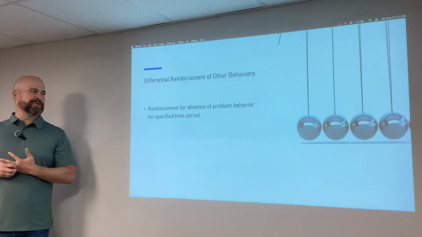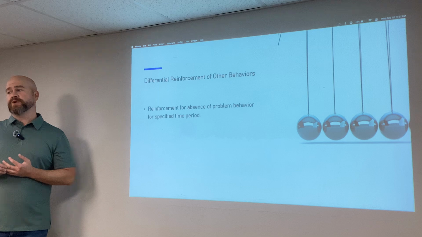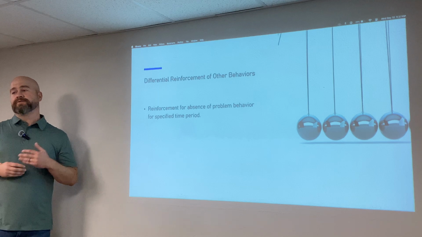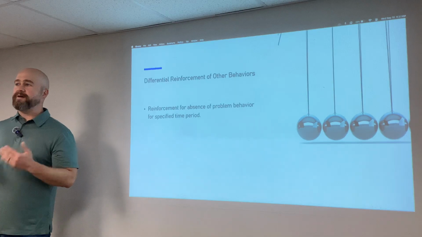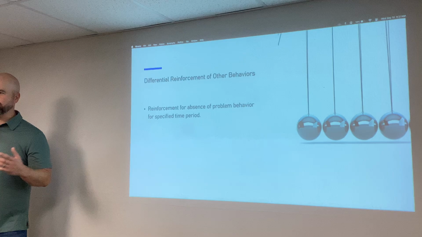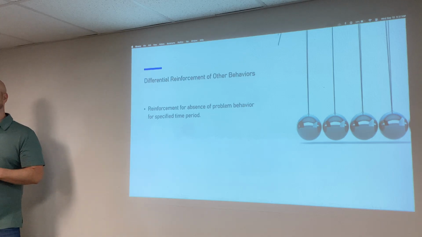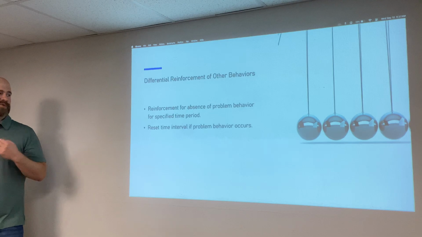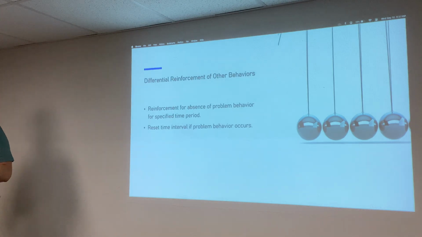And we're going to reinforce the absence of the problem behavior for a specific time period. So we're going to say, okay, we have a behavior of verbal aggression. If this person doesn't engage in verbal aggression, every hour we're going to deliver reinforcement. So that's what we're talking about, other behaviors. We're reinforcing any other behavior that's occurring besides the target behavior. We're going to reset the time interval if problem behavior occurs. So if we see that verbal aggression, we are going to then reset the interval and wait again.